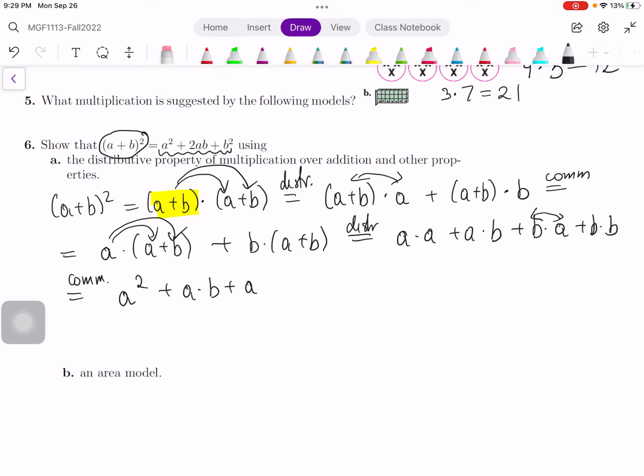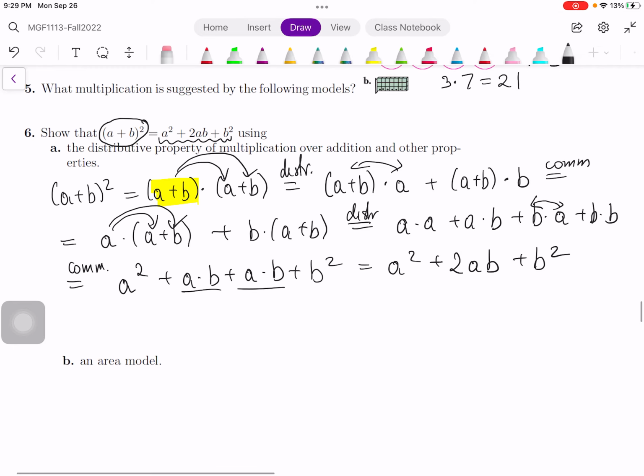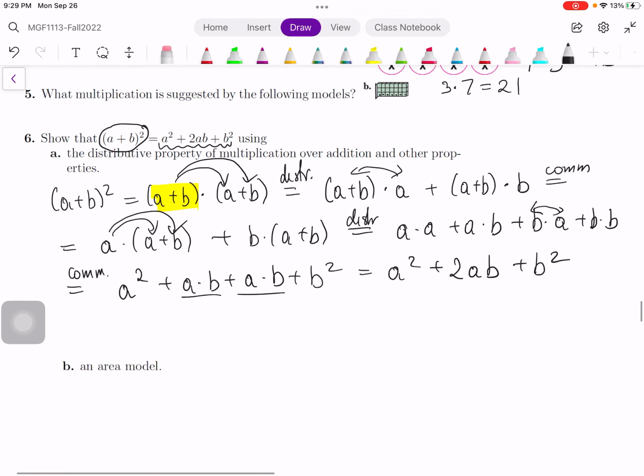To here switch B times A into A times B, which gives me two terms of AB. And gives me what I wanted to have, right? So I have it. Now let's use an area model.